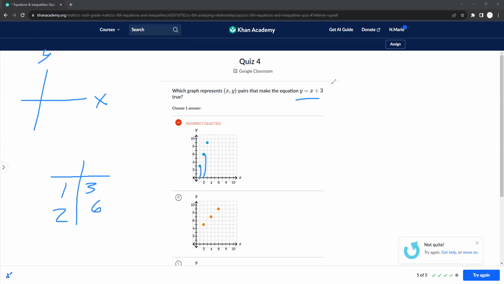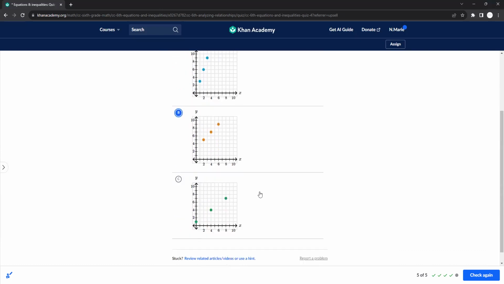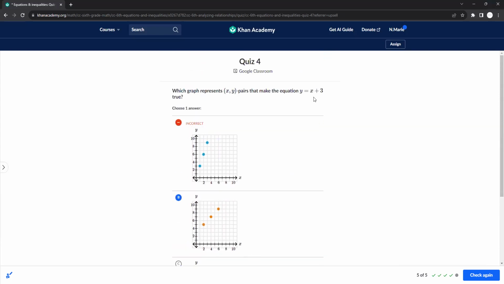If I plugged into this equation a 1, I should get a 4 for y, not a 3. So let's see which one matches that. When I plug in a 1 for x, I should get a 4 for y. Or if I plugged in a 2 for x, I should get a 5 for y. If I plugged in a 4 for x, I should get a 7. So that one doesn't work either.